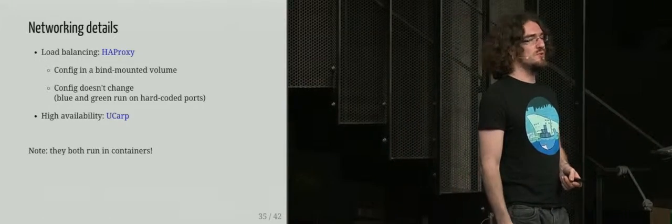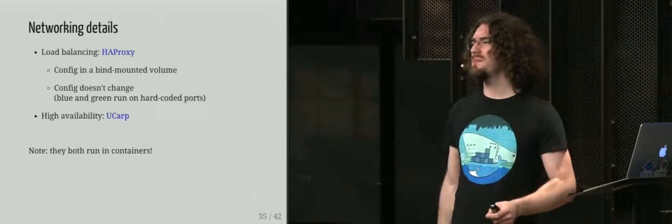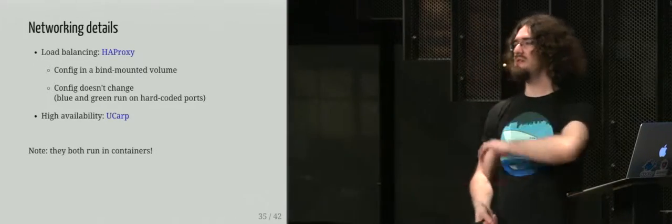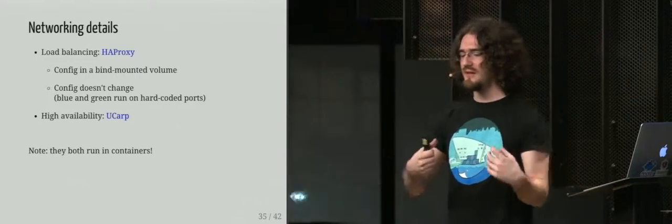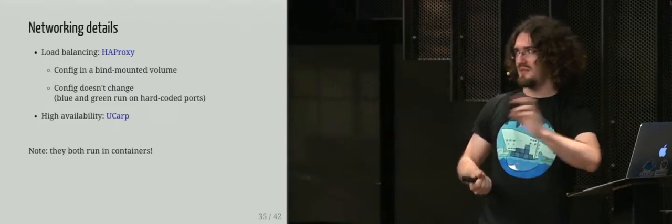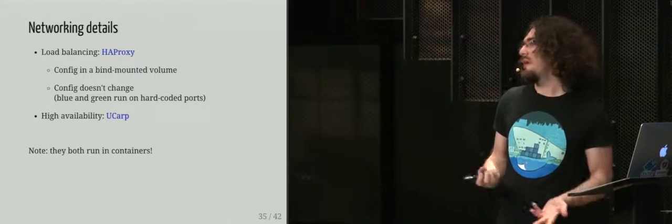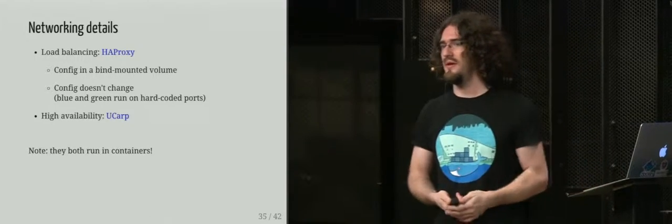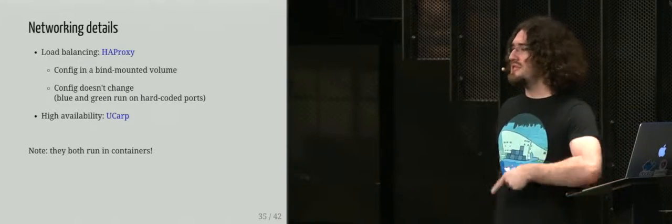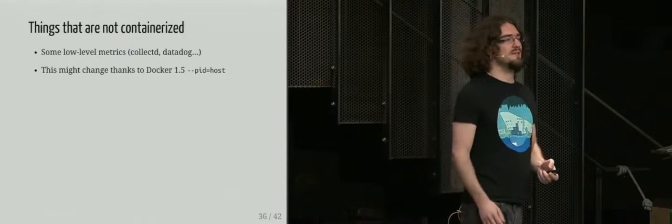For high availability, so what happens when one of those HAProxies blows up, we use UCARP. It's something so that you can have an IP address kind of floating between multiple machines. You have a machine that actually has the IP address, and when the machine goes down, the others say, okay, I'm going to take over that IP address now and receive that traffic. It gives you a kind of failover in a matter of seconds when the machine goes down. So that's for hardware failures. Interesting fact, both HAProxy and UCARP run in containers, so that's nice.